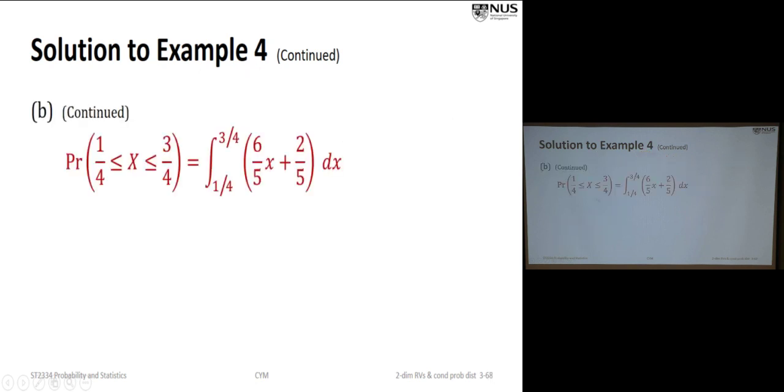Okay, then how to get this probability? So we just use the marginal distribution, integrate from 1/4 to 3/4. And the answer is 1/2.